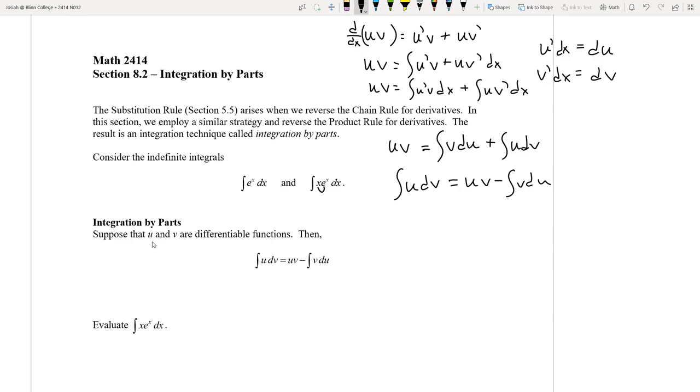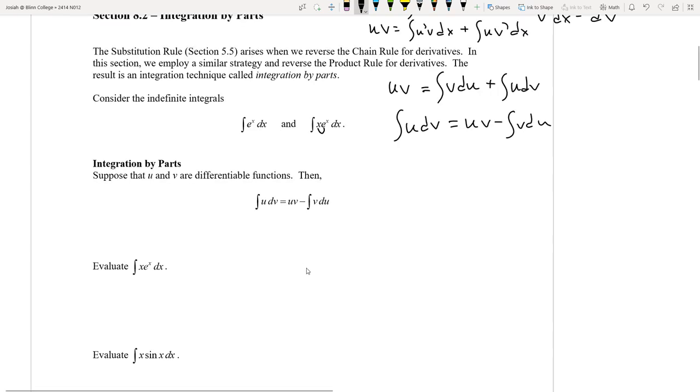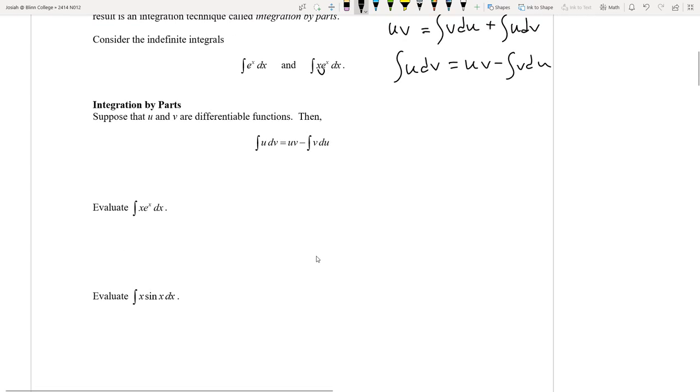So we suppose that u and v are differentiable functions, and so we have the following. If we have the integral of u dv, we'll get uv minus the integral of v du. So we'll go ahead and evaluate one of these integrals. All right, so what we want to do is figure out which function should operate as u in our integral and which should function as dv.